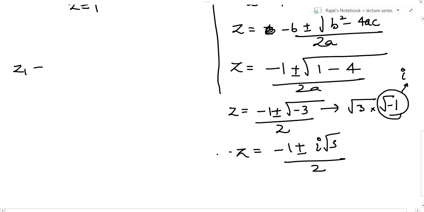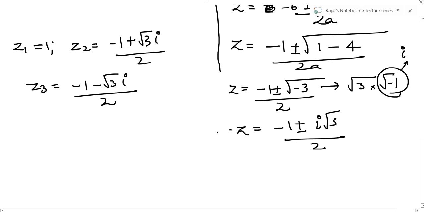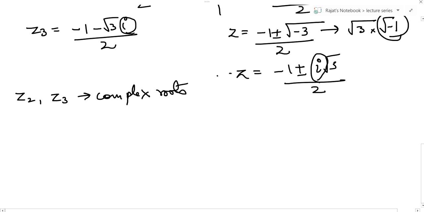So I have the roots. First root is 1, second root is minus 1 plus root 3 iota upon 2, and the third root is minus 1 minus root 3 iota upon 2. Now if you see, z2 and z3 are the complex roots, because z1 is equal to 1 is a real root. z2 and z3 are complex roots because there is iota attached to them.